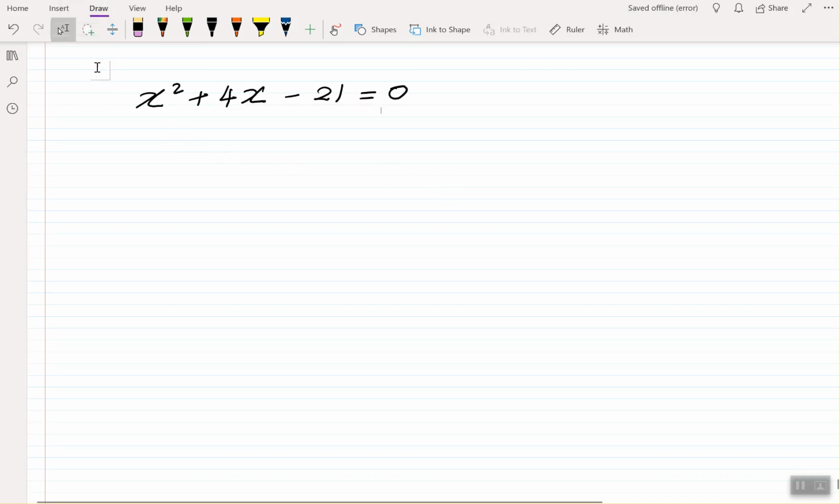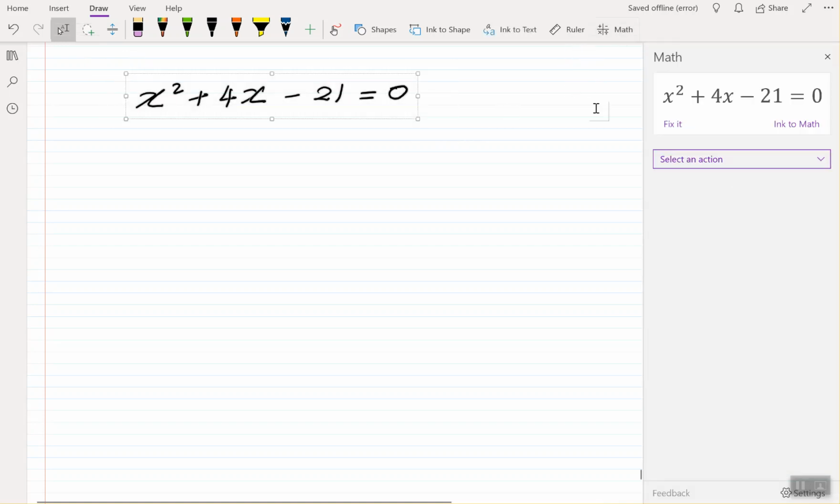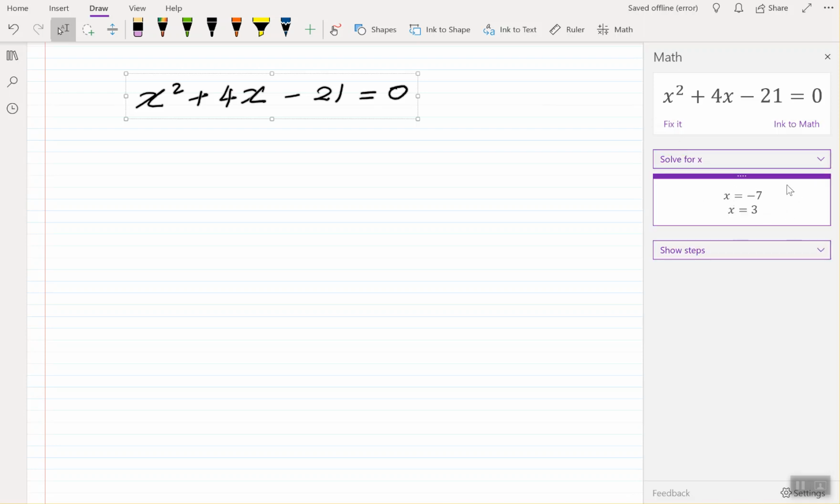So grab this and then press the math button. It interprets it as x squared plus 4x minus 21. That's correct. If it's incorrect, then you can press fix it to fix it. So select an action, solve for x. See, solve: x equals -7 and x equals 3.